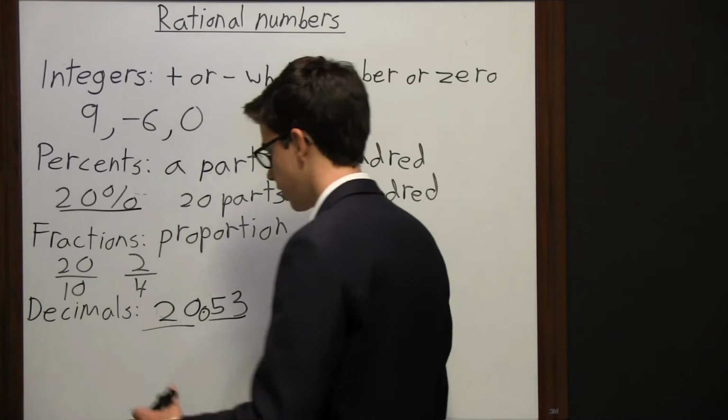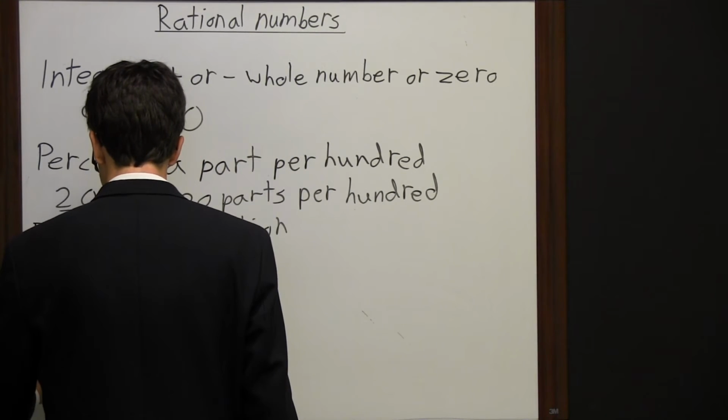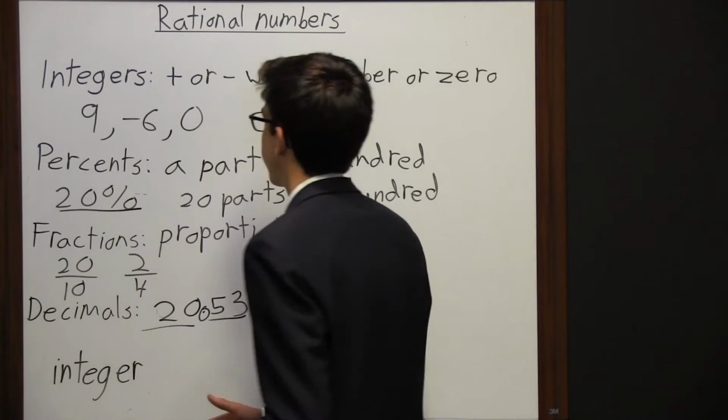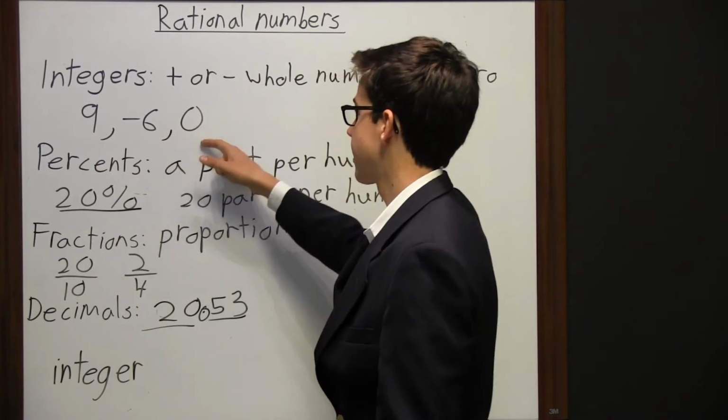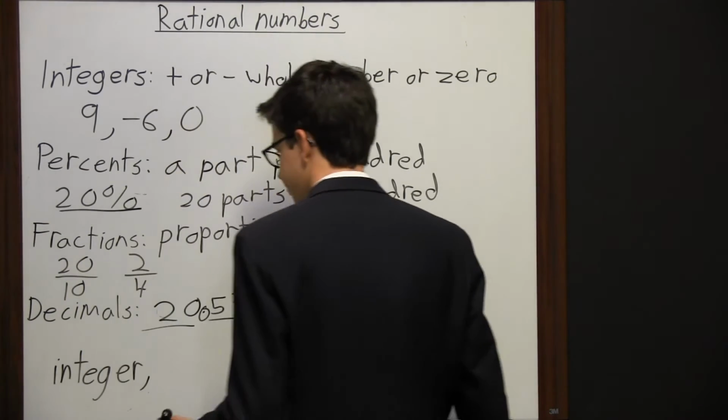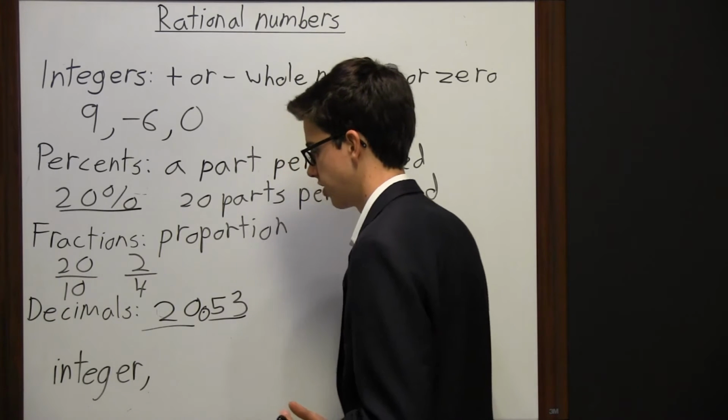There are some rules. So in order to be a rational number, just to summarize, it either has to be an integer, like we talked about. If it's a number like 9, negative 6, 0, it's always going to be a rational number. It gets more complicated when we come to fractions and decimals.